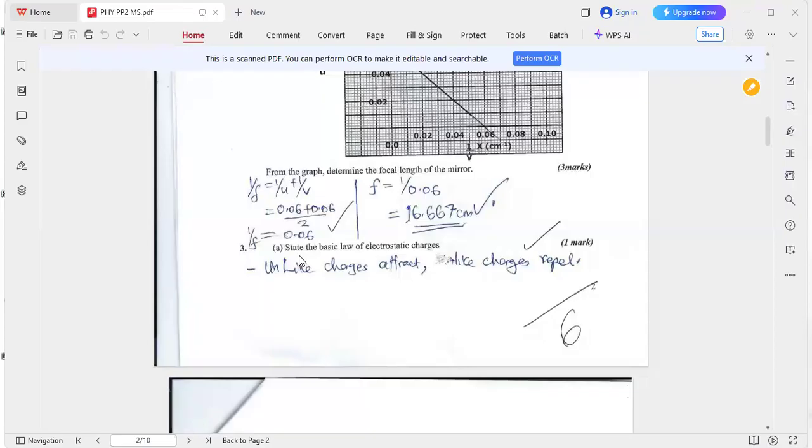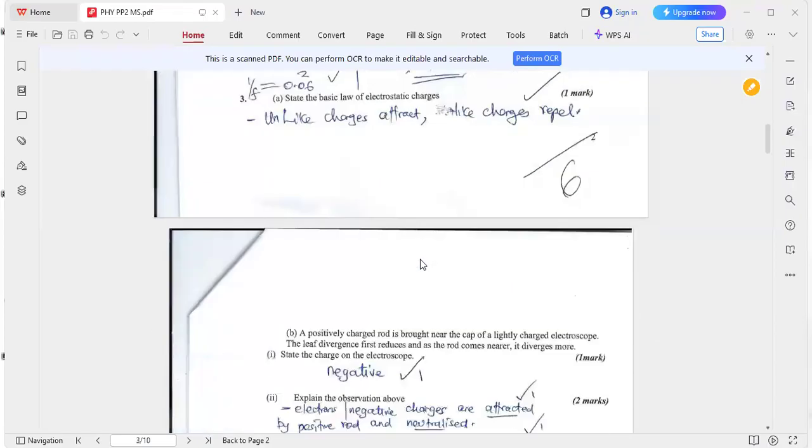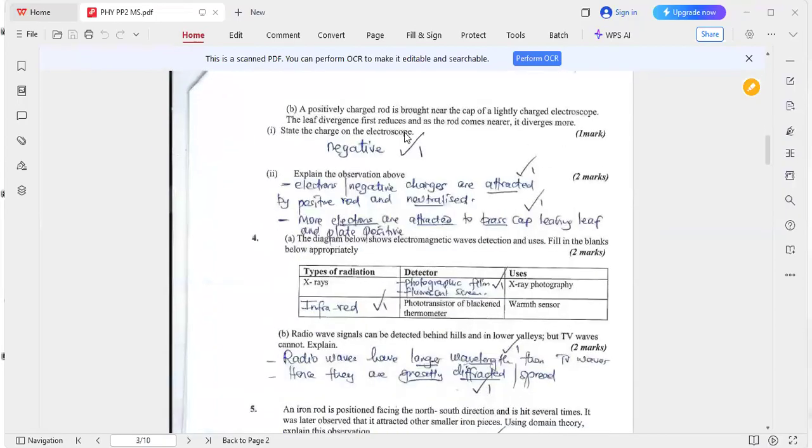Page 2, a positively charged rod is brought near the cap of a lightly charged electroscope. The leaf divergence first decreases, and as the rod comes near, diverges more. State the charge on the electroscope. So definitely the charge on the electroscope is negative. That's why the leaf divergence reduces as the rod approaches, because these negative charges are being attracted upwards to the cap. That's why it collapses.